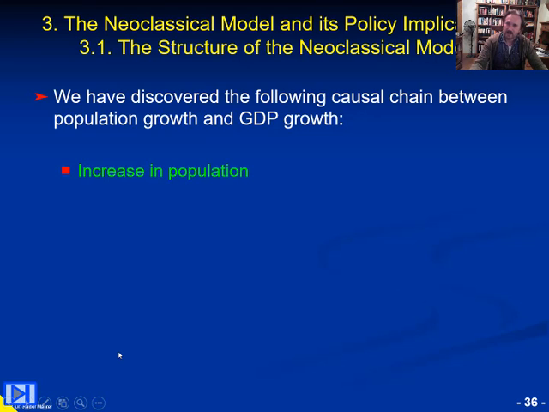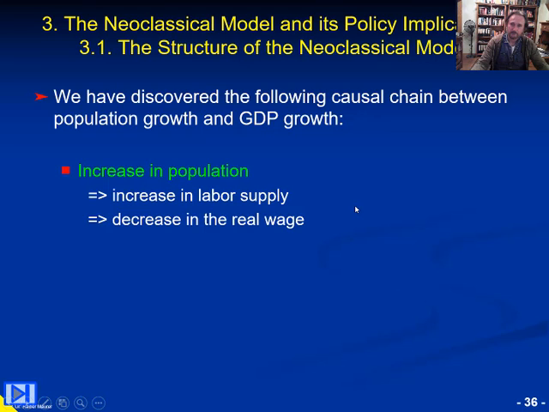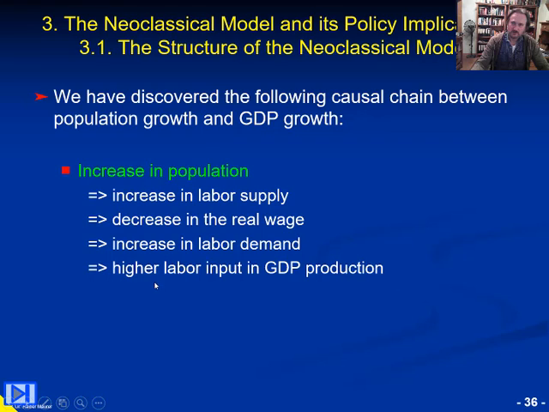We have discovered now the following causal chain between population growth and GDP growth. We start with an increase of the population. This causes, as we have seen, an increase of labor supply. This leads to a decrease of the real wage rate. This causes an increase in labor demand. This causes higher labor input in GDP production, and this causes a higher level of GDP production finally.